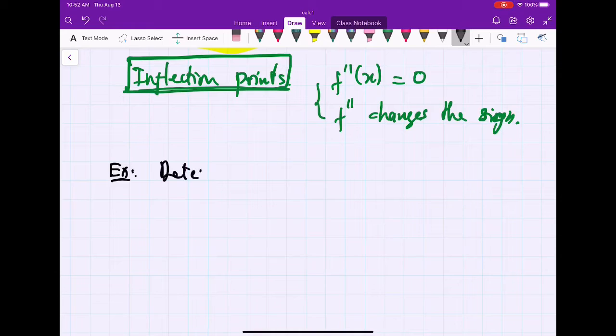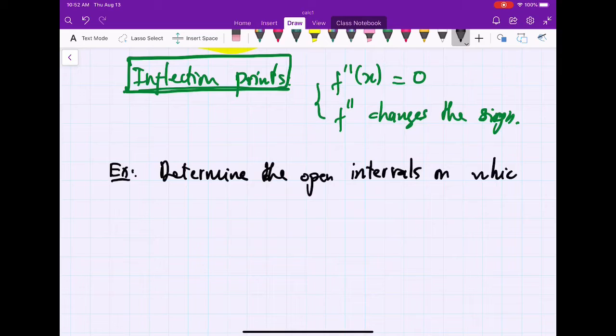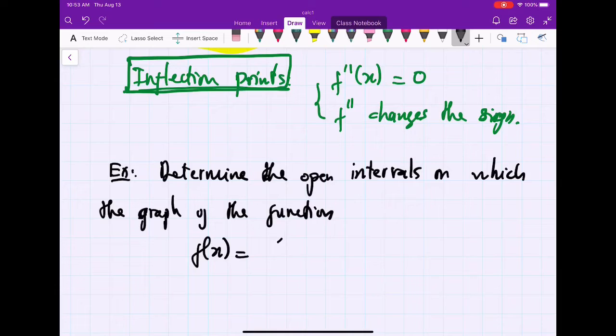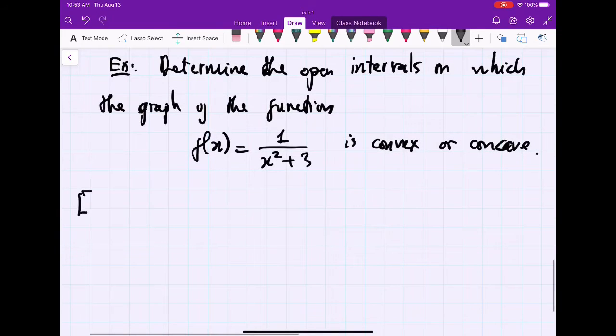We need to determine the open intervals on which the graph of the function f of x equals 1 over x squared plus 3 is convex or concave. So we need to work with the second derivative. Okay, we need to work with the second derivative.